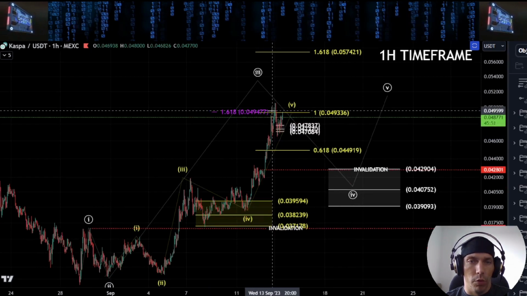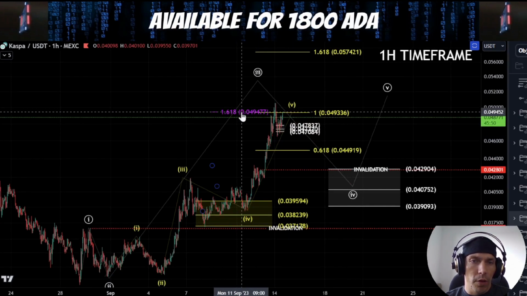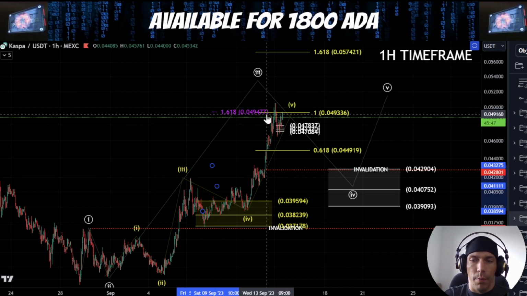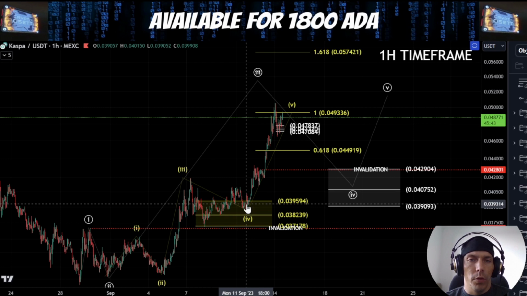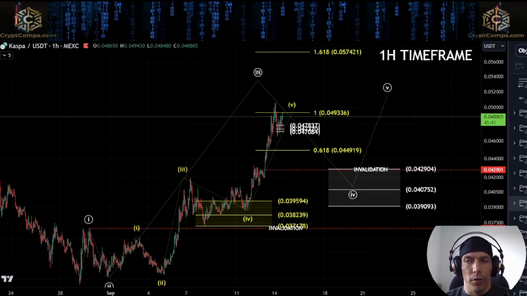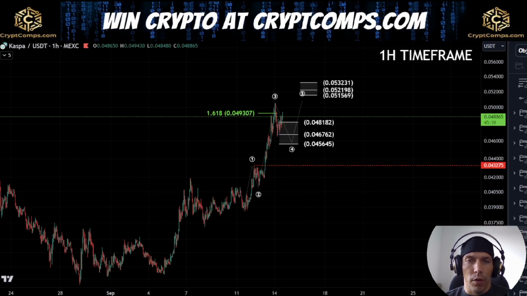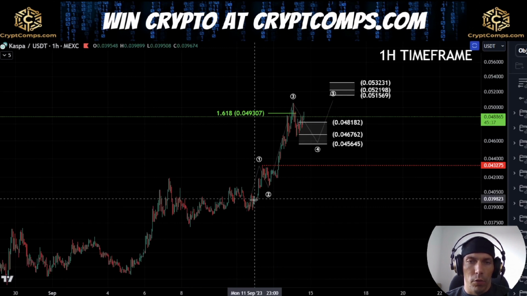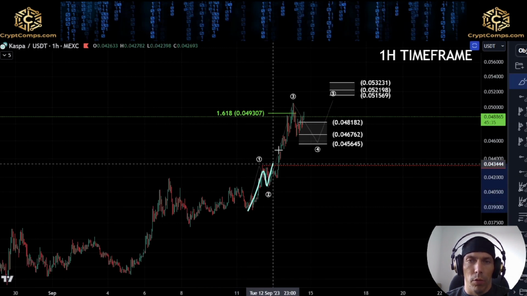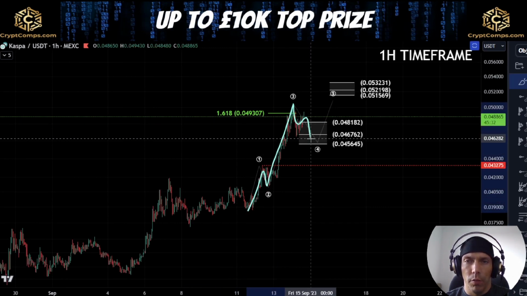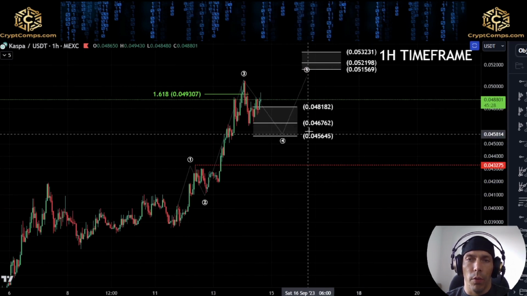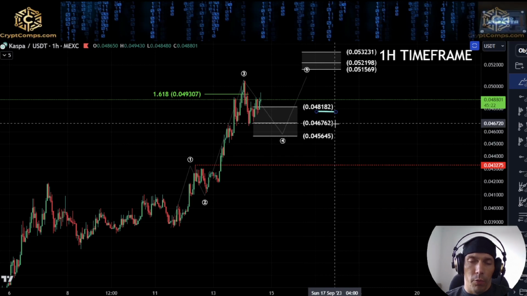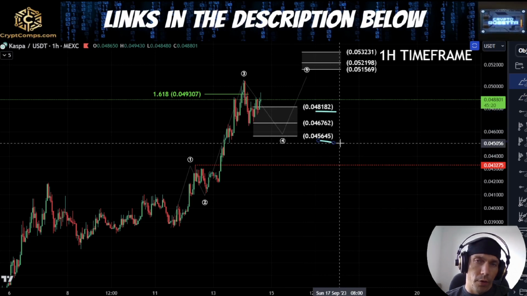Now, we've actually hit this 1-to-1 level, but now because we've actually seen this move hit this zone here of this 1618 here, it is possible that internally here we could still be extending as well. So within this idea, what we're saying is that the internals of this leg would be 1, 2, this would all become 3, and then we'd be looking for this as a fourth and a fifth. Now, the most common target area that we look for a fourth wave is between this 48182 to this 45654.